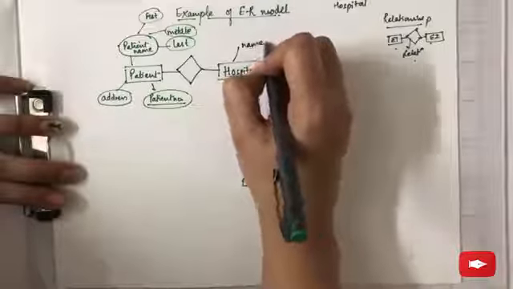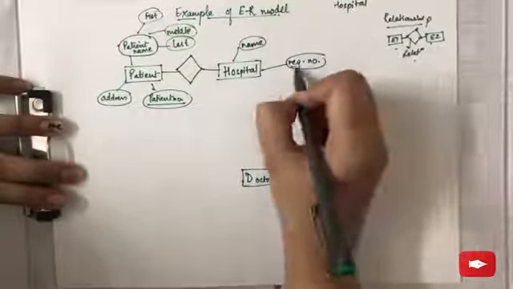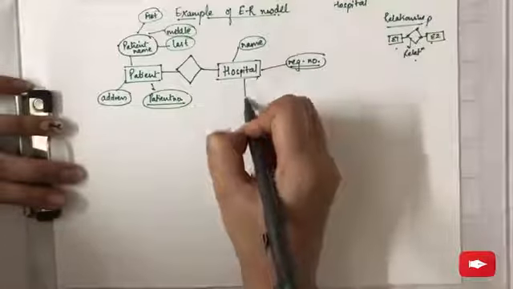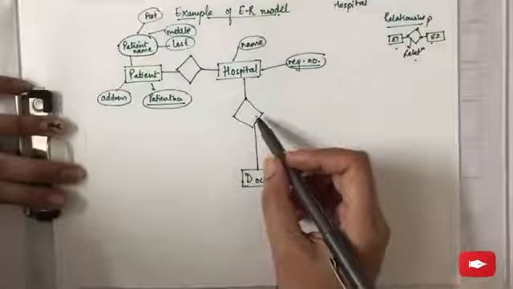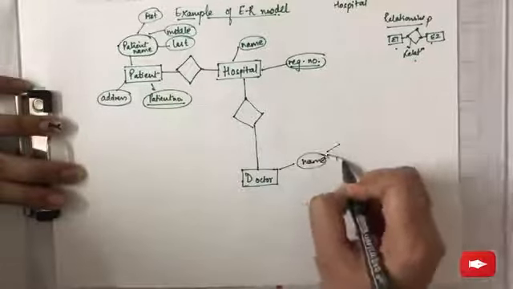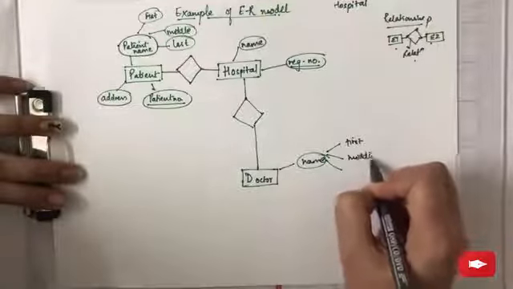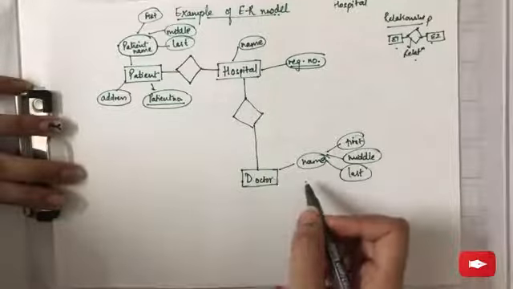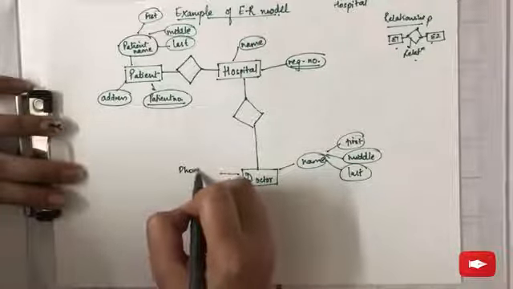Okay, now coming to the hospital. Hospital can have a name, can have a registration number, which can also act as a primary key for the hospital. Okay, so it is also in relationship with doctor. So again has to be attached with the diamond box. Now doctor can also have a name, further having first, middle, and the last name, acting as a composite attribute. Okay, this doctor can also have a phone number.